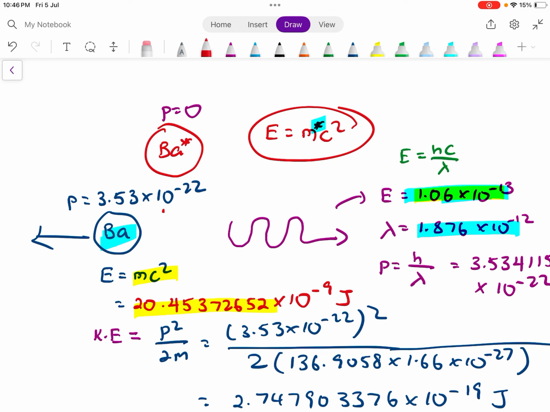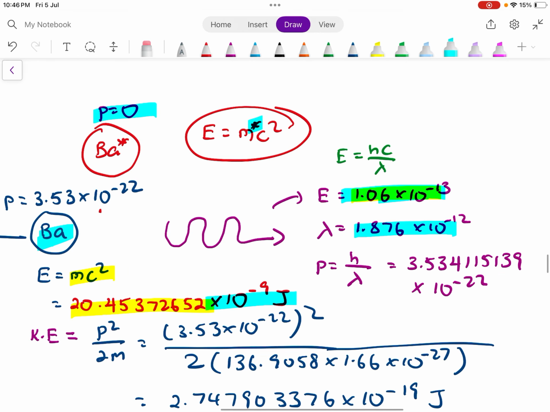The first one is what we call the rest mass energy. So you can see I calculate the rest mass energy to be as such. Then after that, it also has a kinetic energy, because we must conserve the momentum. At the start, the excited barium has no momentum. So after that, the gamma photon moves to the right hand side, and definitely your barium must move to the left hand side.